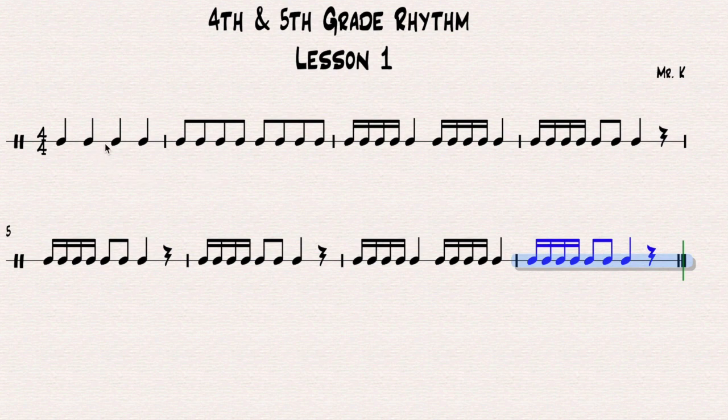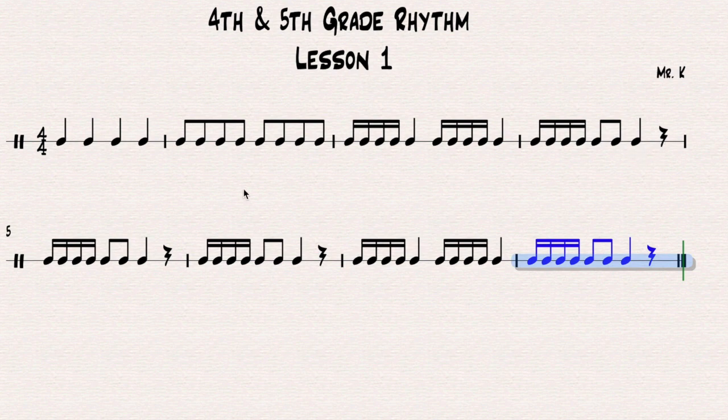So let's try the whole first line. See if we can get through the whole first line. 4 measures. 1, 2, ready, count. 1, 2, 3, 4. 1 and 2 and 3 and 4 and. 1 E and a 2, 3 E and a 4. 1 E and a 2 and 3.